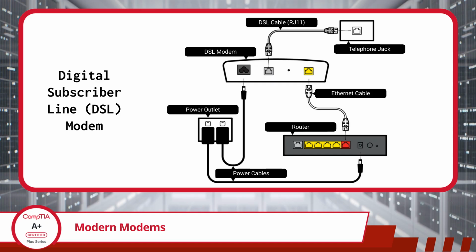Hooking up a DSL modem involves connecting to the internet through your home's telephone line. It plugs into a telephone jack using a DSL filter and to a computer or router via an Ethernet cable.